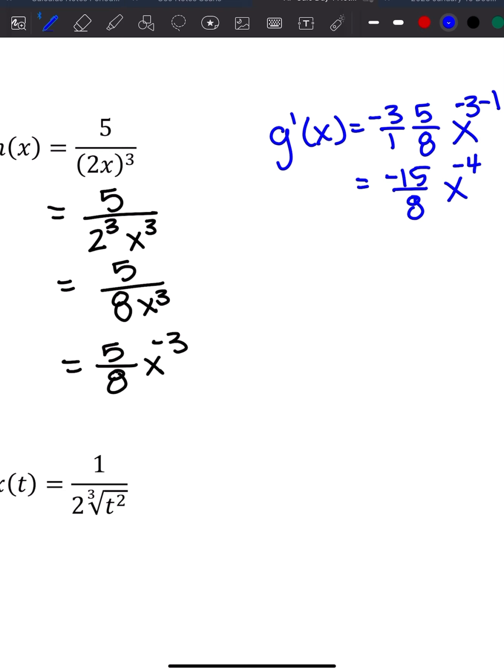And then if I need to change it back, I can go ahead and move that x back to the denominator. So I have negative 15 over 8x to the 4th power.